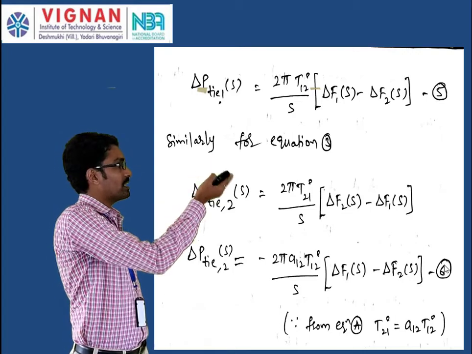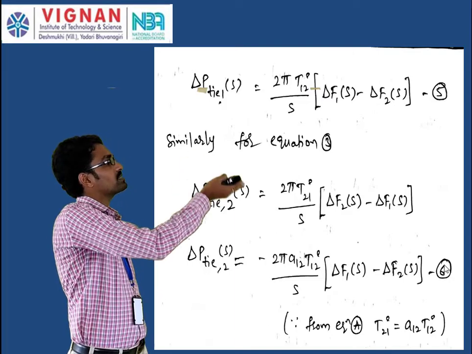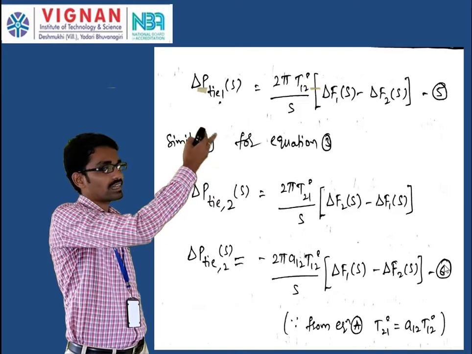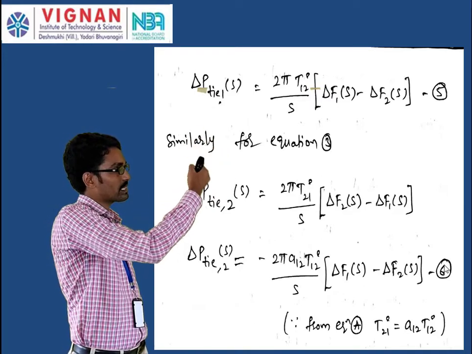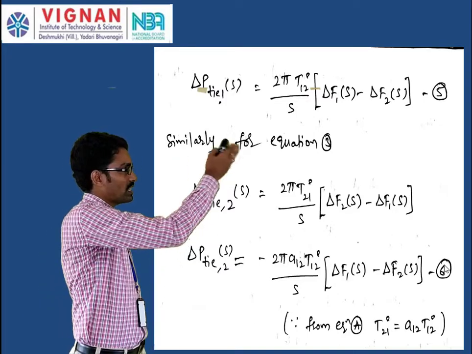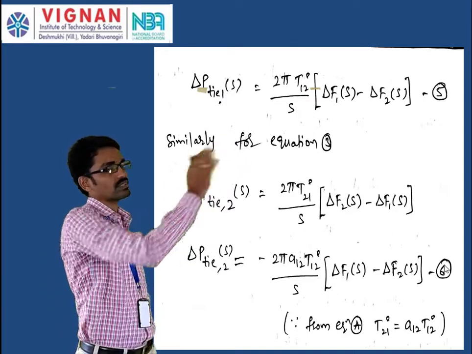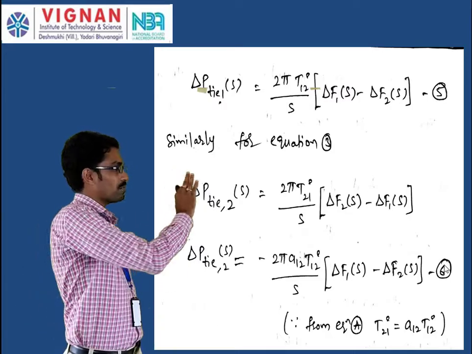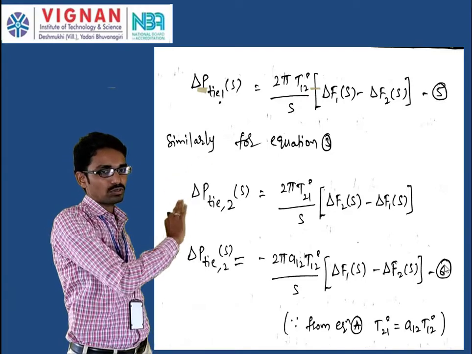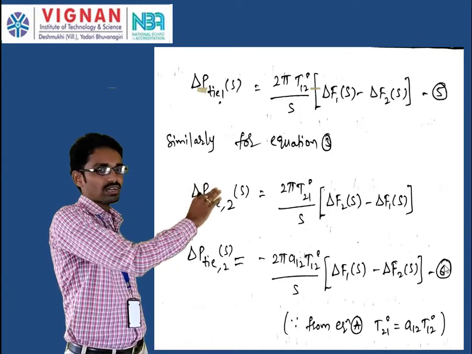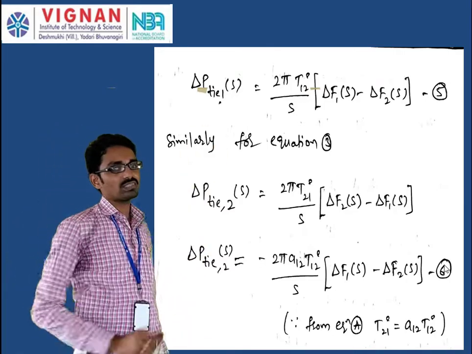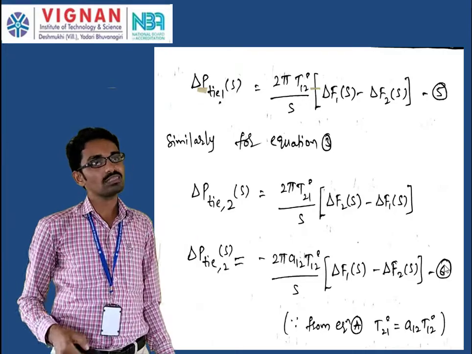Just I am considering delta F1 of s minus delta F2 of s. So there we have delta F2 of s minus delta F1 of s. I am taking F1 of s on the front side and F2 of s on that side. Then we are going to get minus 2 pi a12 T120 by s into delta F1 of s minus delta F2 of s. That is equation 6. The first one is equation 5 and the other one is equation 6.